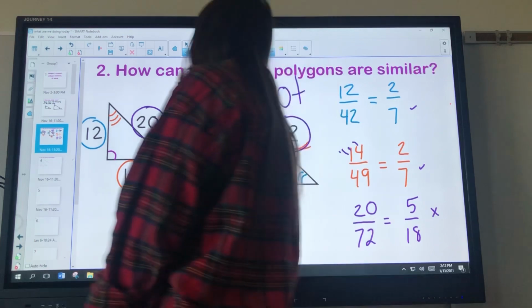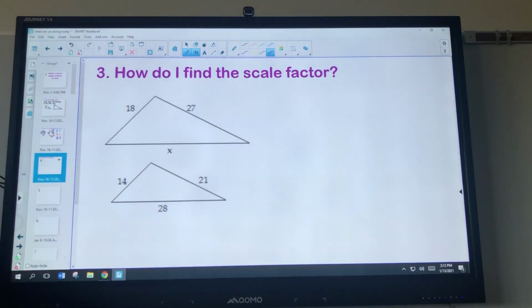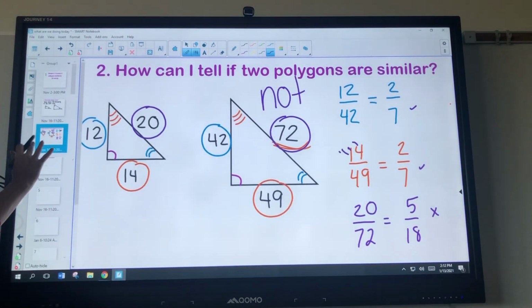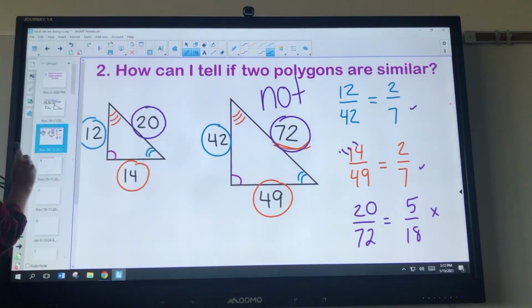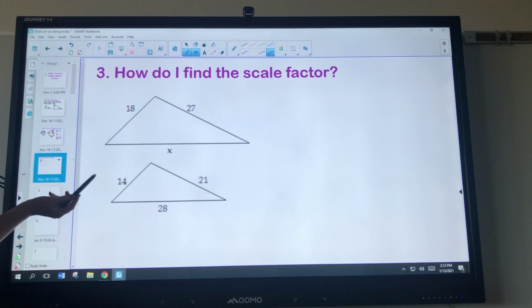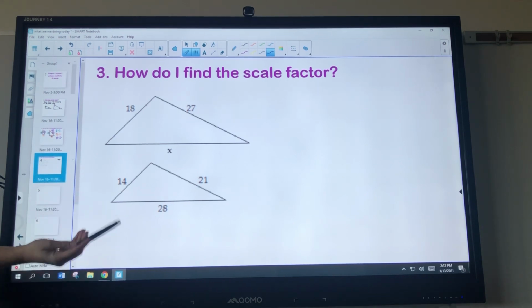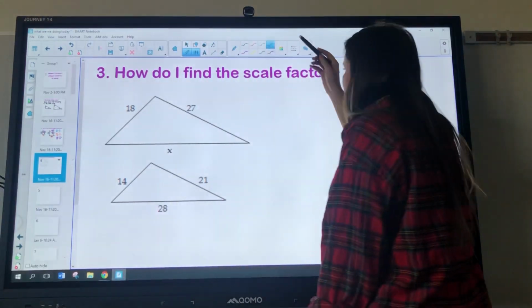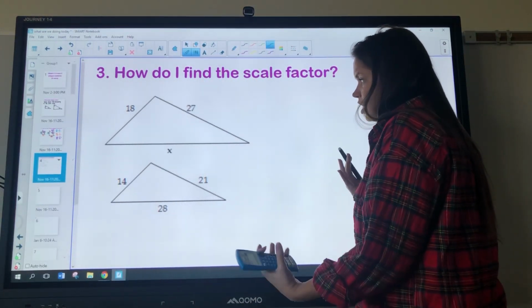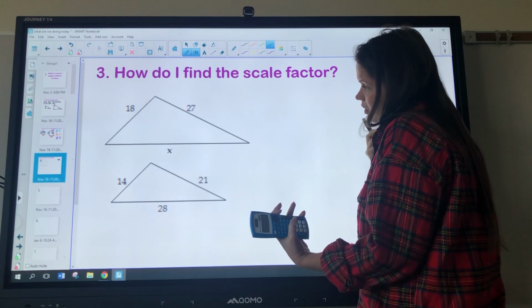And then the last thing you're going to ask yourself is, how do I find the scale factor? So this one we were just checking to see what the scale factor was. So sometimes they'll give you the sides and just say, what is the scale factor? So you are allowed to assume that these are similar. You don't even have to check them. But it's the same idea. You take the 2 sides and reduce it down.